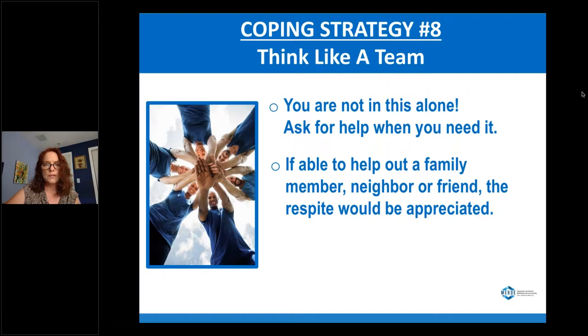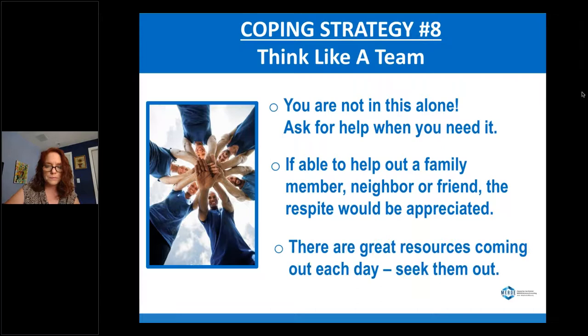All right, so I'll give an example. I did one of these a couple months ago, and someone said that their coworker has an autoimmune disease and is not able to go outside. But she had a dog that needed to go out every day. So this person was going over to her colleague's house and taking the dog out for a walk. Little things like that can really help out. If you're able to help out, I know someone would really appreciate it. And there are great resources coming out each day, so seek them out.